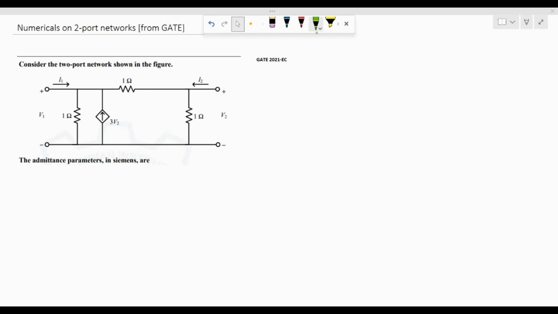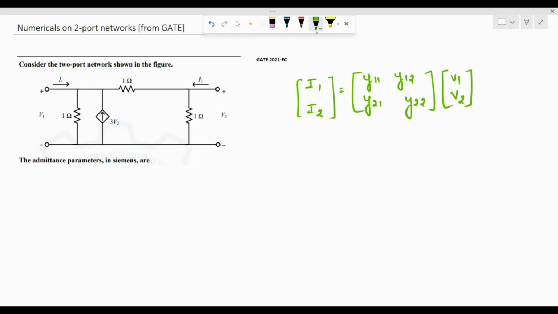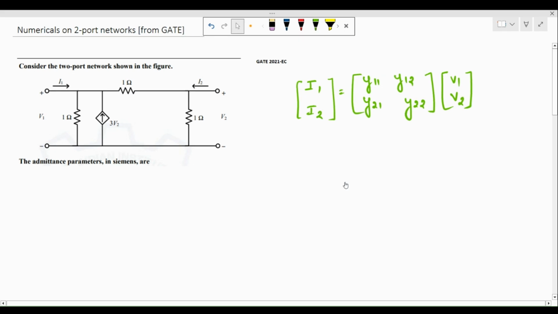So this is going to be I1, I2 is equal to the admittance matrix Y11, Y12, Y21, Y22, times V1, V2. Now, in order to compute this, we are actually going to compute the currents I1 and I2 in terms of the admittances and the voltages of the two ports V1 and V2.